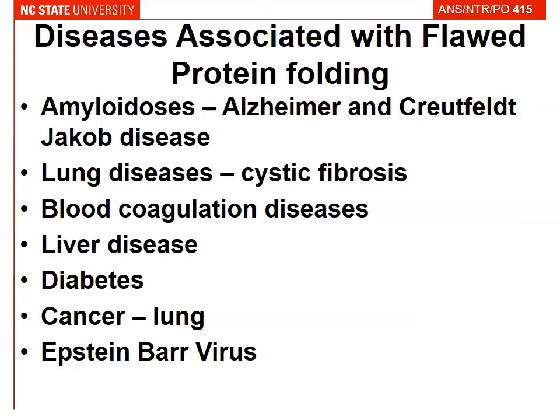Now, if you have significant amounts of flawed protein folding, you can result in various diseases. One is amyloidosis, which incorporates Alzheimer's and Creutzfeldt-Jakob disease. So that's one of the problems with it.